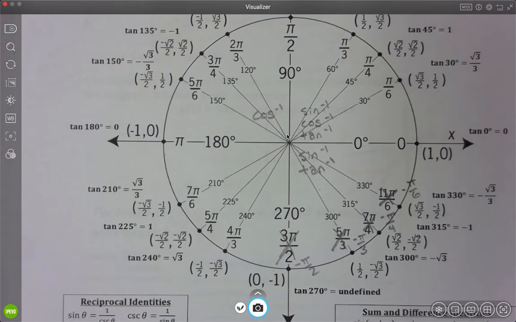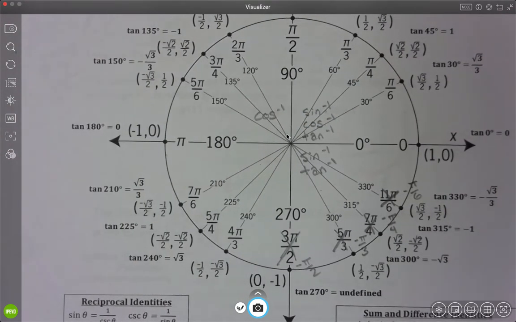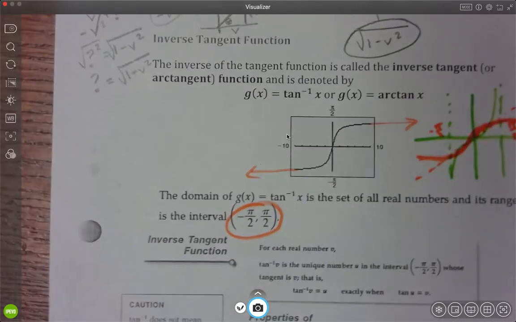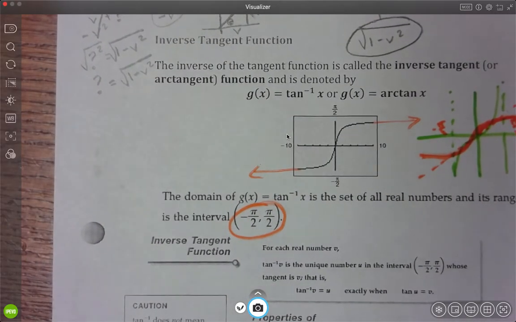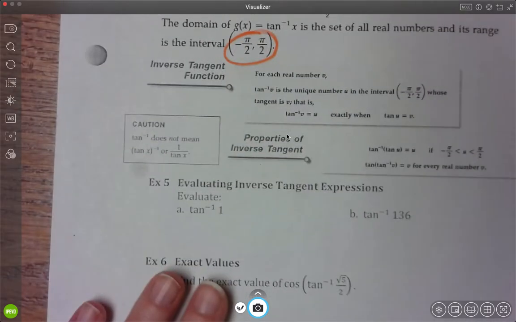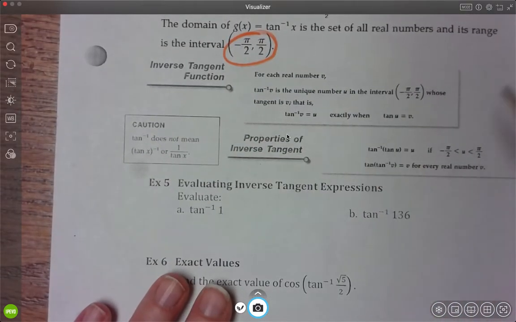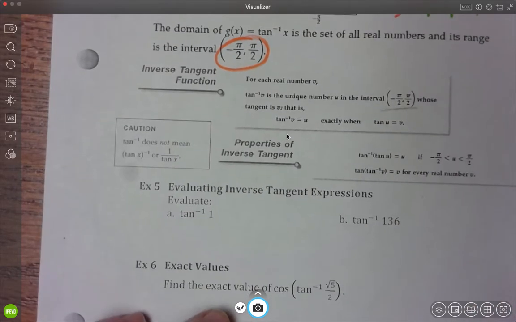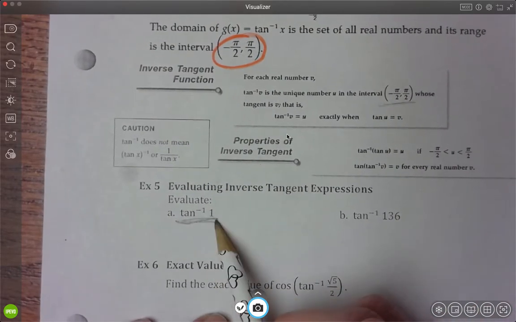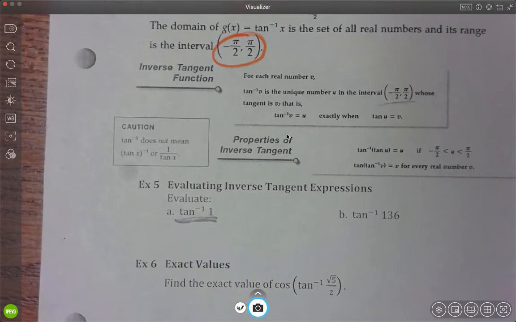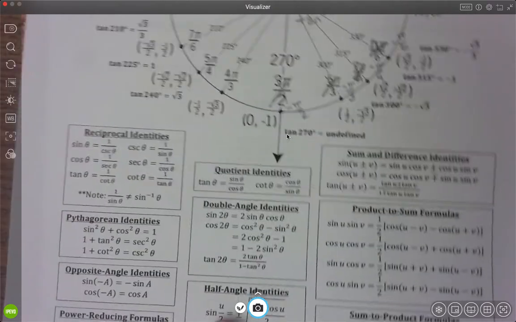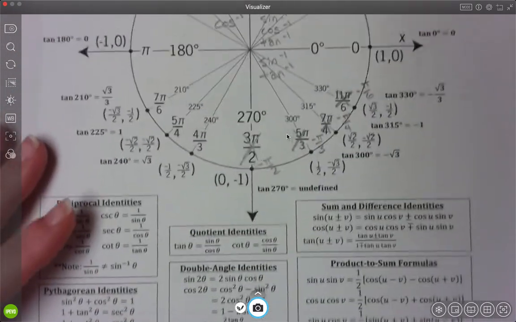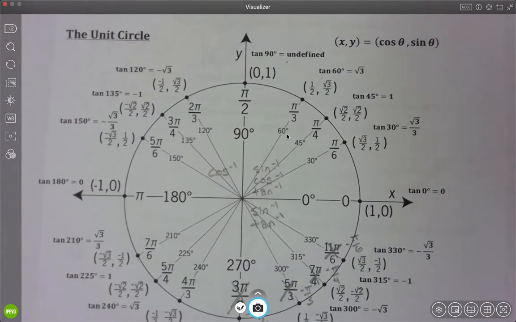What I'm going to do is let's go down and let's evaluate. Let's see if we can figure out some of these for part A and part B. So they're just talking about in these boxes about how inverse tangent goes from negative pi over 2 to positive pi over 2, that type of thing. So evaluate in part A. They want us to evaluate inverse tangent of 1. So they're basically saying, where is tangent 1? So at what place is the value of tangent 1?